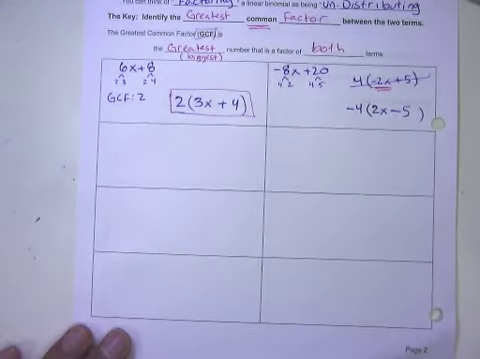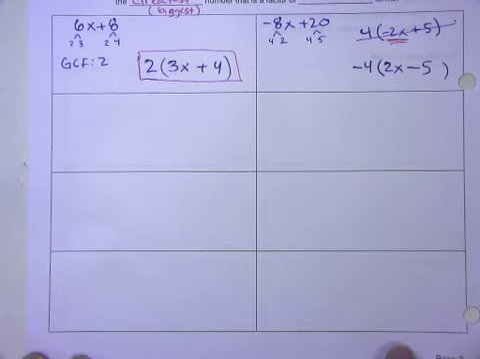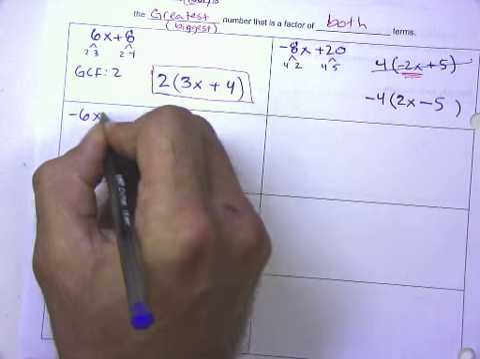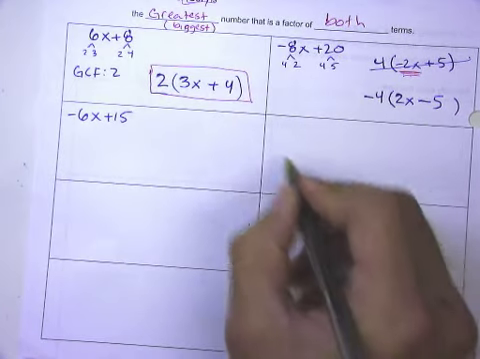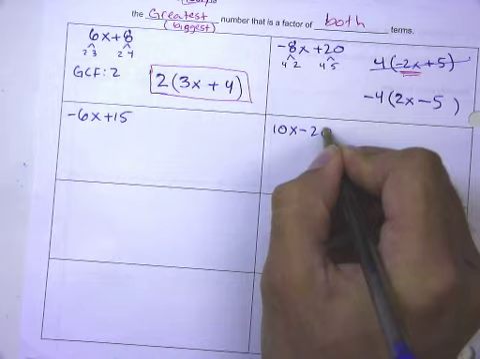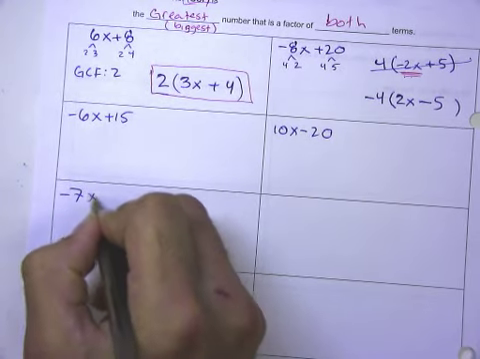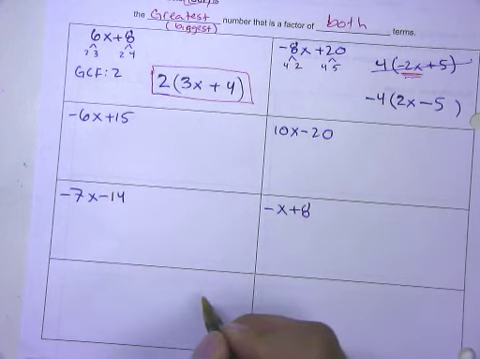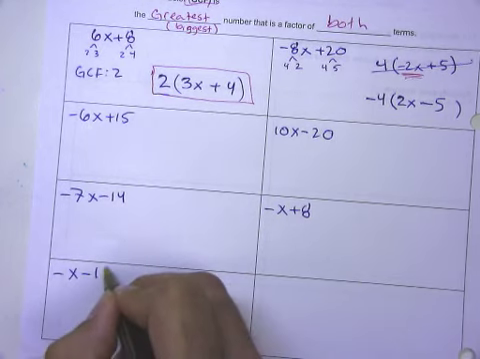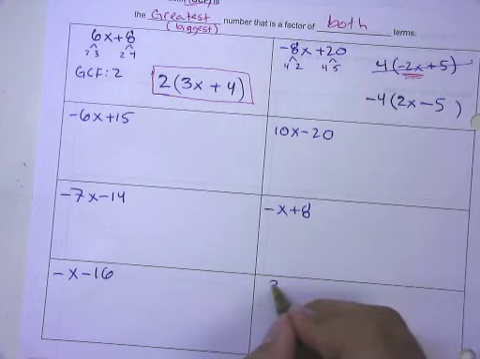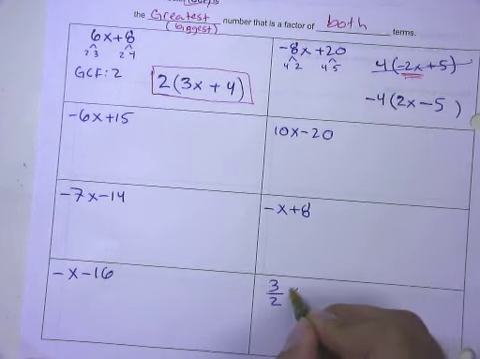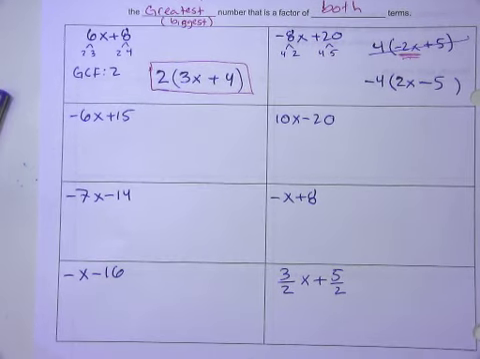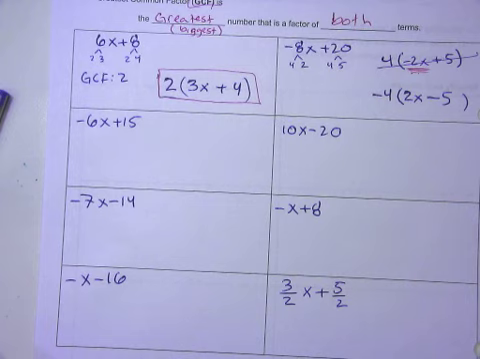I'm going to write down 6 more of these. I'd like you to try them on your own, and then unpause the video, and pause it where you need to see the solutions. So factor negative 6x plus 15, 10x minus 20, negative 7x minus 14, negative x plus 8, negative x minus 16, and the challenge problem at the bottom, 3 over 2 x plus 5 over 2. Go ahead and pause the video, run through those, and then see if you got them right.